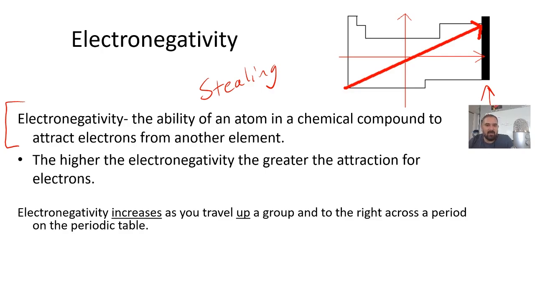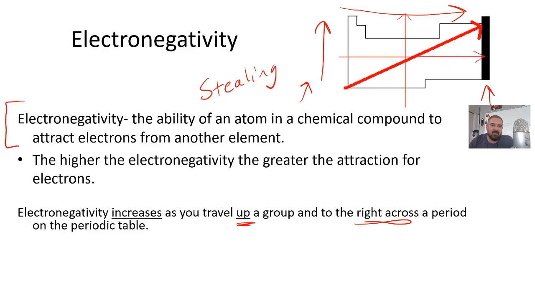So the higher the electronegativity, the greater the attraction for electrons, and electronegativity increases as you travel up a group and to the right on the periodic table. So electronegativity increases as you move up and to the right. The reason it increases as we move up is because the element is smaller and it's got that higher coulombic attraction. And the reason electronegativity increases to the right, again, is because it's smaller.